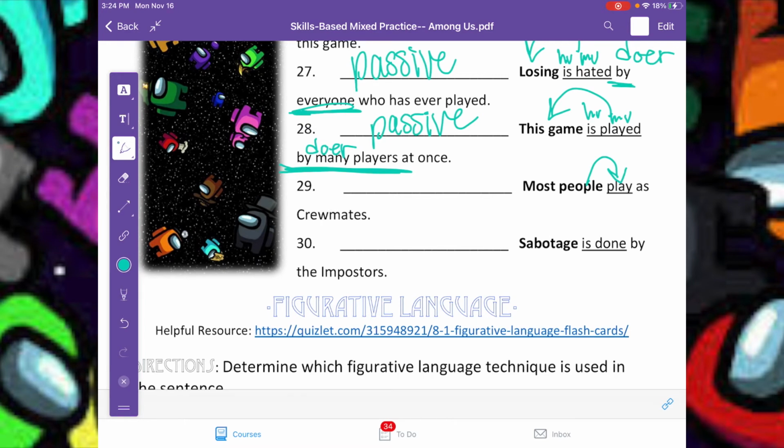29. Most people play as crewmates. One verb. The people are the subject doing the playing. This is active. 30, sabotage is done by the imposters. The doer is after the verb. We have a helping verb. We have a main verb.